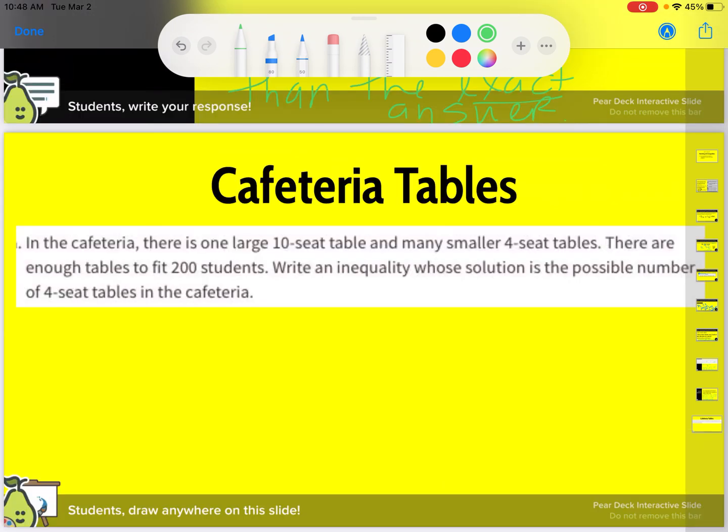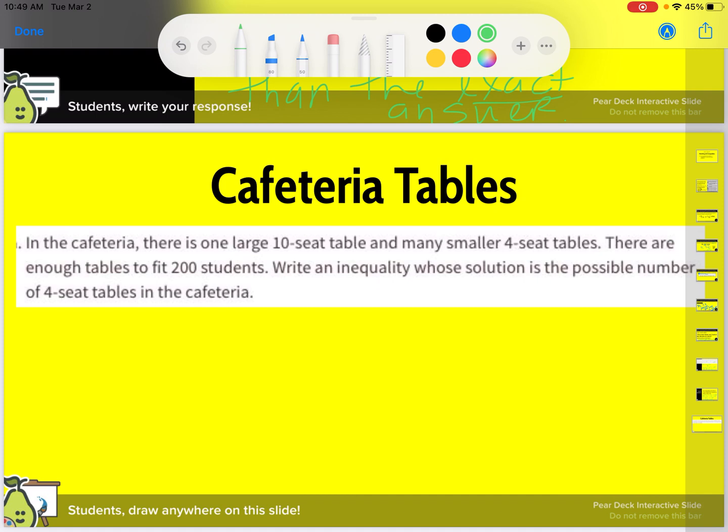In the cafeteria, there is one large 10-seat table and many 4-seat tables. Now, we haven't been to the cafeteria in a very long time, but I want you to imagine the booths around the outside and how they sit for students, and then the circle and rectangle tables. So that's kind of giving you an idea. There are enough tables to fit 200 students. Write an inequality whose solution is the possible number of 4-seat tables in the cafeteria.